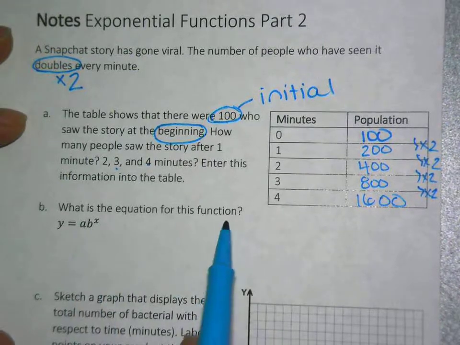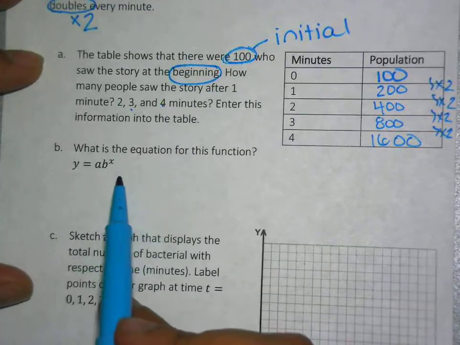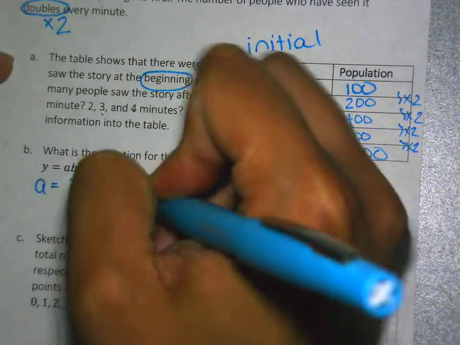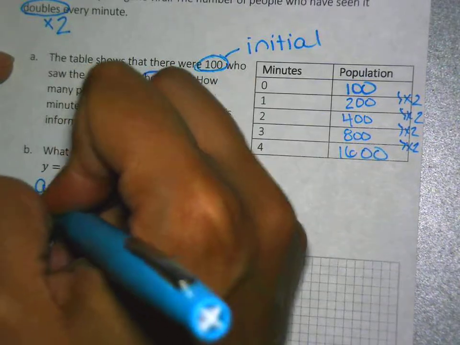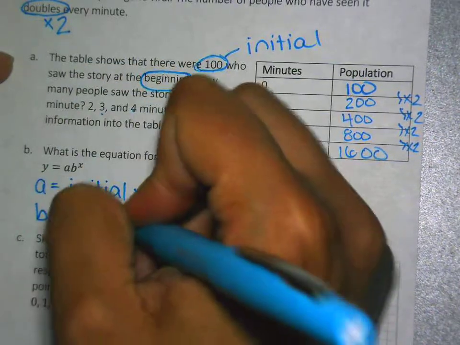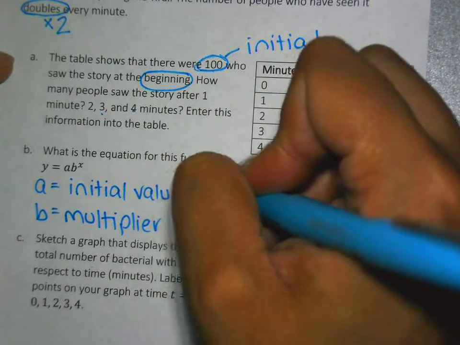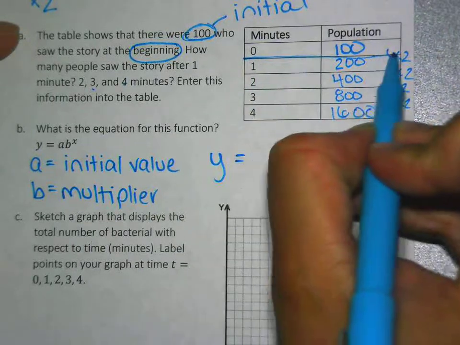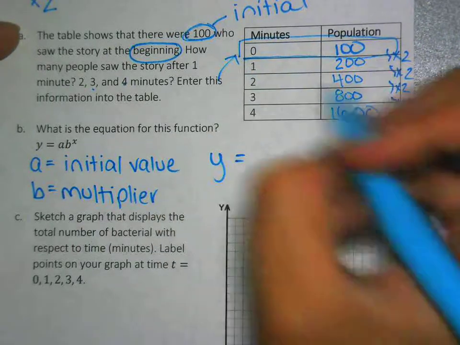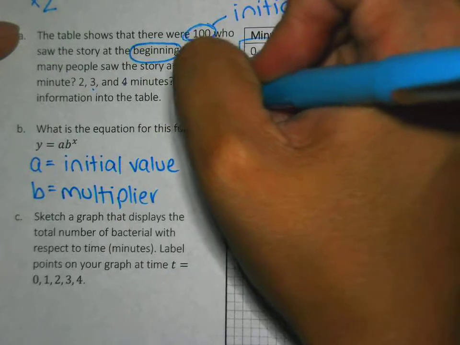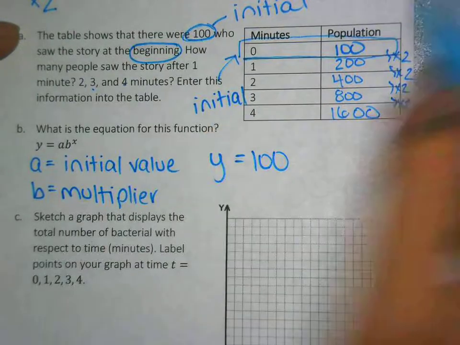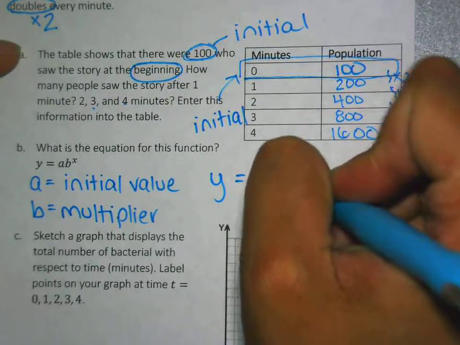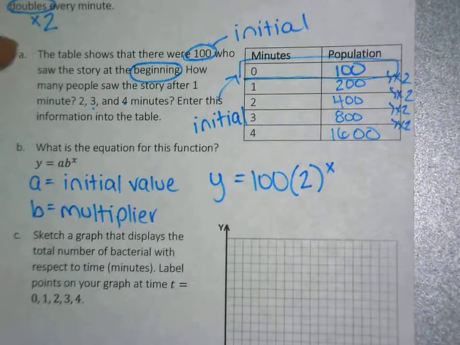What is the equation for this function? y equals a times b to the x. Well, I know that a is my initial value, and b is my multiplier. Therefore, y equals my initial value, which was 100, because it's where x equals 0. And my multiplier, b, was 2, because we multiplied by 2 each time. So that would be our function.